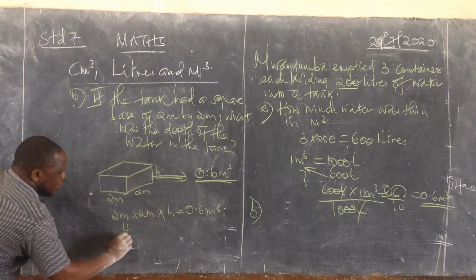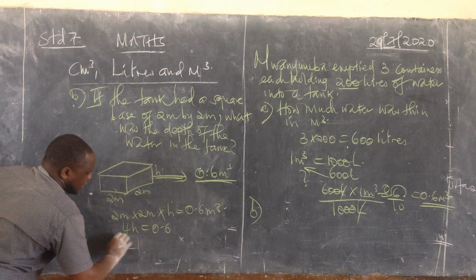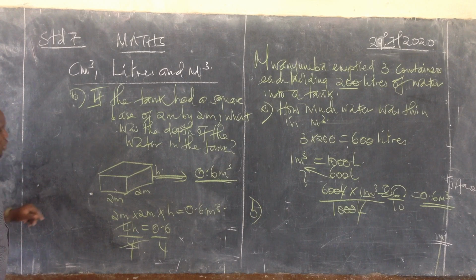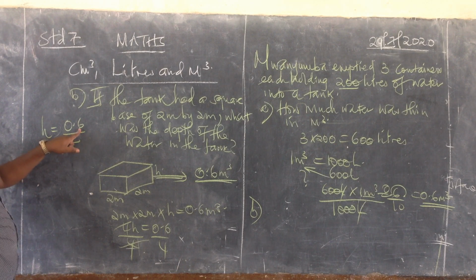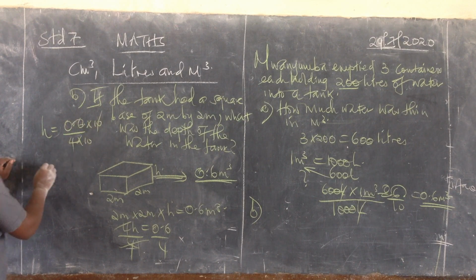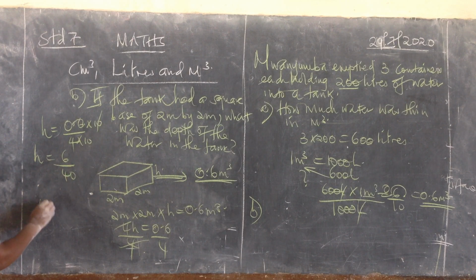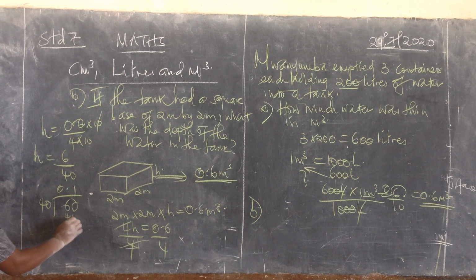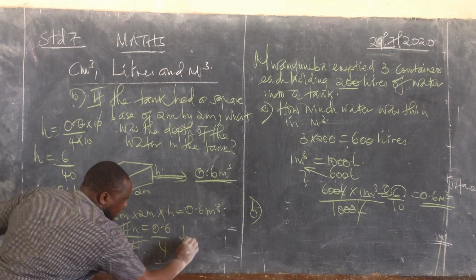So this means 4H is equal to 0.6. Divided by 4, your answer is going to be H is equal to 0.6 over 4. To remove this decimal point, you multiply by 10 on both sides. So this one will be removed, it comes 6. So our H is equal to 6 over 4 times 10, which is 40. Now from there you divide 60 by 40, and you get 1, then 20, add a 0 there, how many times? 5. You get 200.